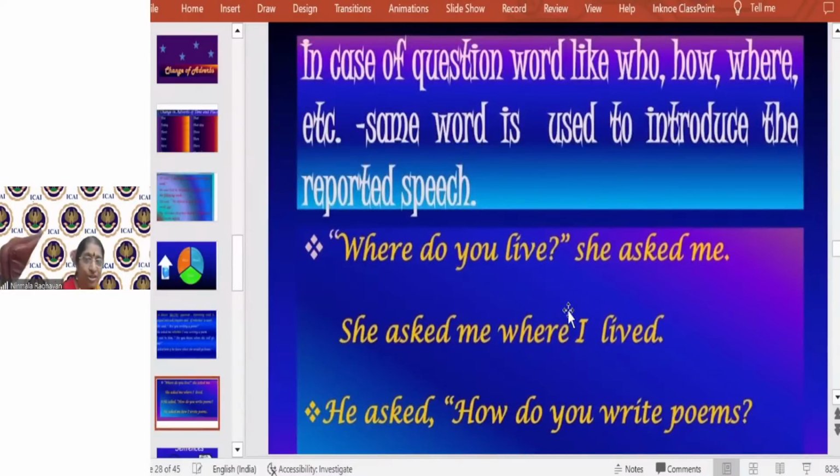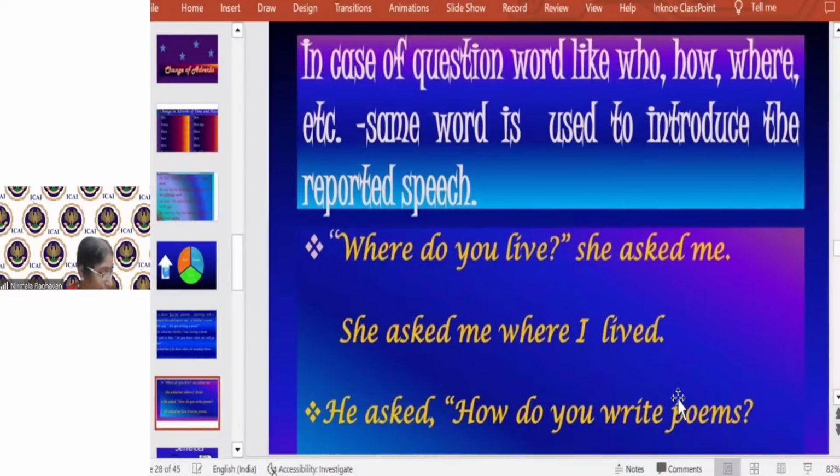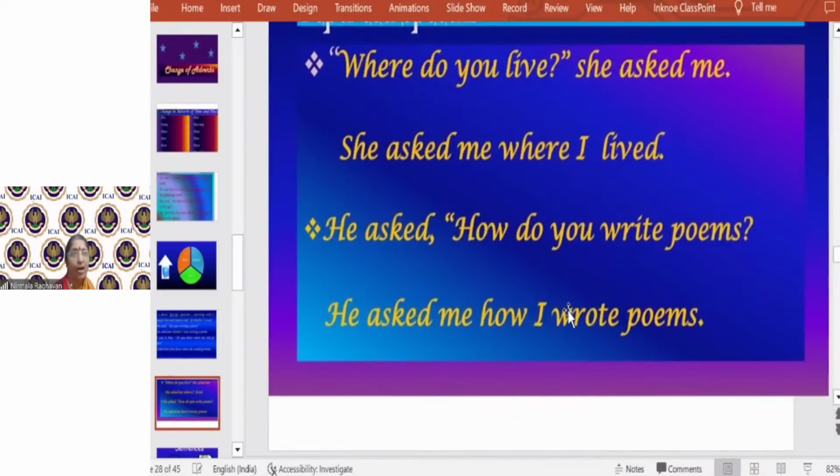In case of question words like who, how, where, etc., the same word is used to introduce the reported speech. Where do you live? She asked me. She asked me where I lived. You cannot have the do there in a reported speech sentence. He asked, how do you write poems? He asked me how I wrote poems. You should not have the do there.